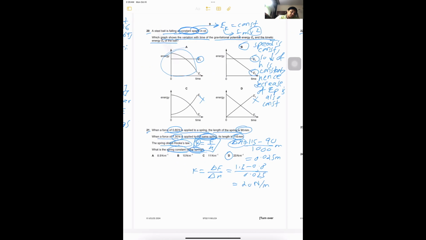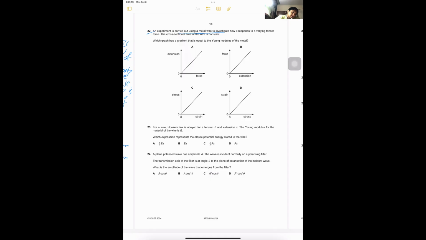Question 22. An experiment is carried out using a metal wire to investigate how it responds to a varying tensile force. The cross-sectional area of the wire is constant. Which graph has a gradient that is equal to Young modulus? So Young modulus is stress divided by strain. Yes, stress strain. This gradient is E, Young modulus. Answer is C.